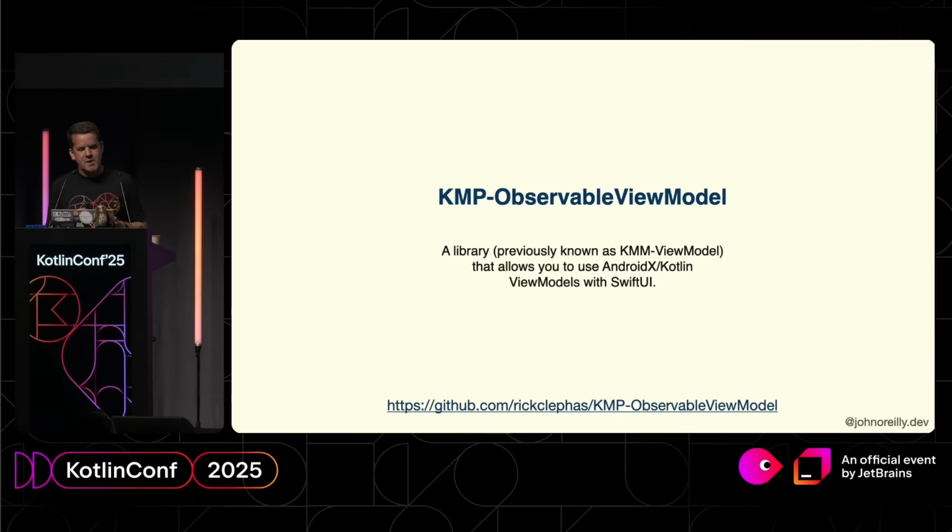Next up is KMP observable view model, from the same author, by the way, as KMP native coroutines. This is a library, by the way, that was previously known as KMM view model. It's now described as a library to use Android X Kotlin view models with SwiftUI, given the availability now of a KMP version of the Jetpack view model library. And a key aspect of what this offers is the ability to expose Kotlin state flows, for example, as Swift properties that can be directly observed in SwiftUI, as we'll see next.